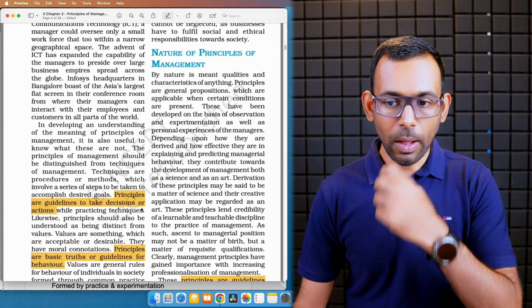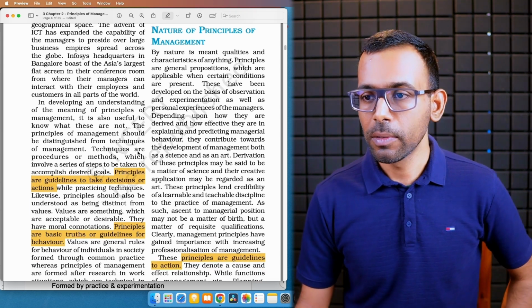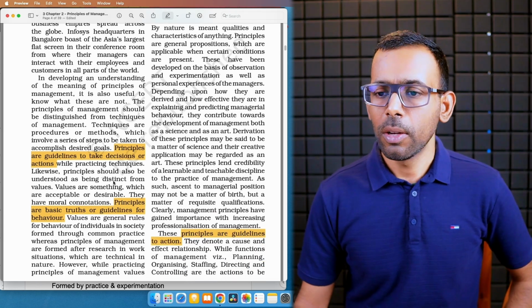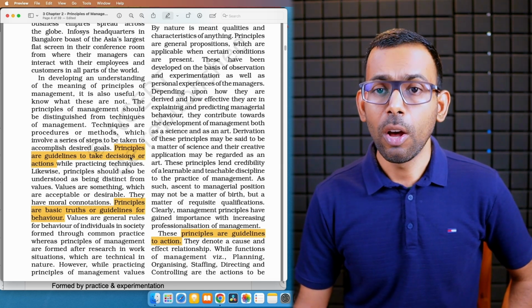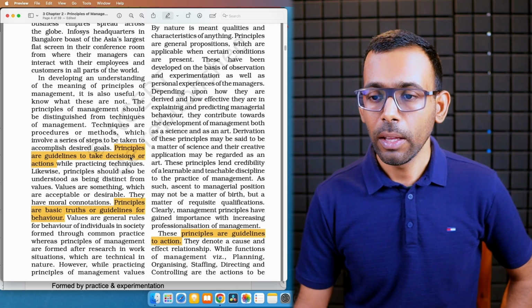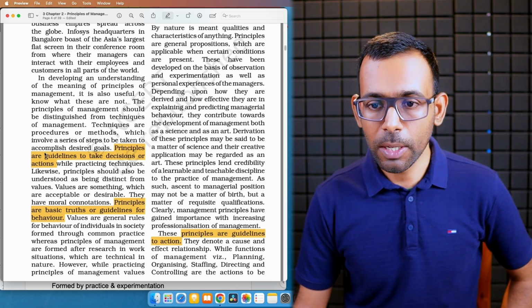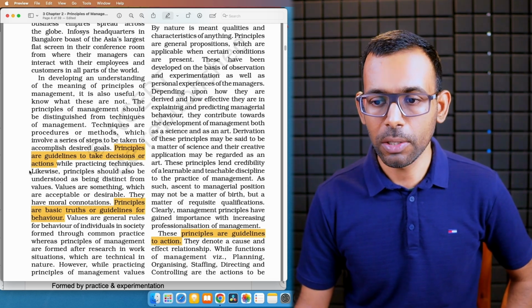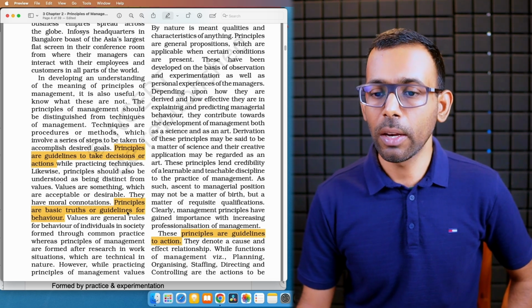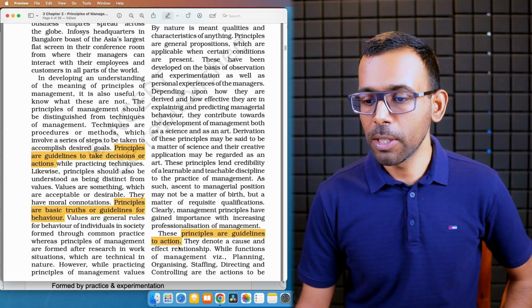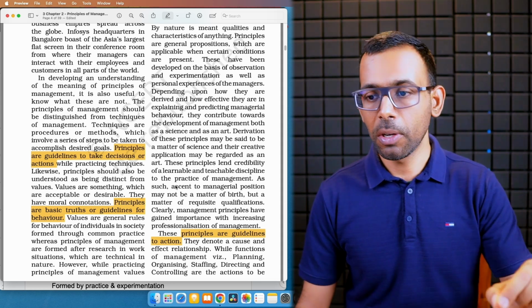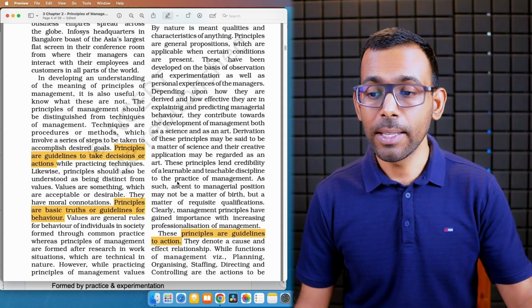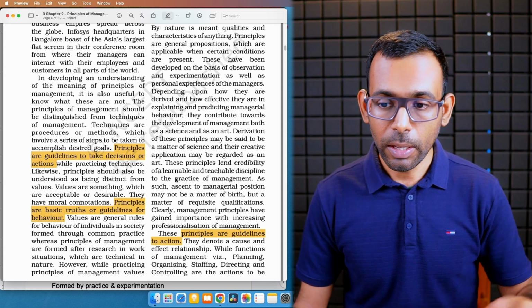Okay. Now, I have highlighted these four places in the study material because you can see the same definition being repeated or being emphasized again and again in the first two pages. Principles are guidelines to take decisions or actions. Principles are basic truths or guidelines for behavior. Principles are guidelines to action. So they have repeatedly emphasized this particular point in order for you to understand clearly what a principle is.